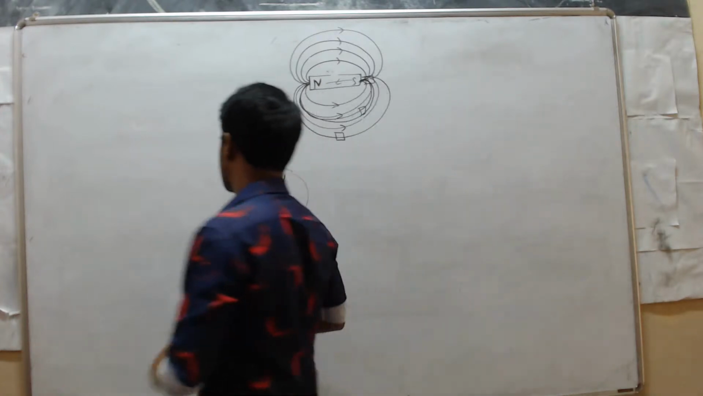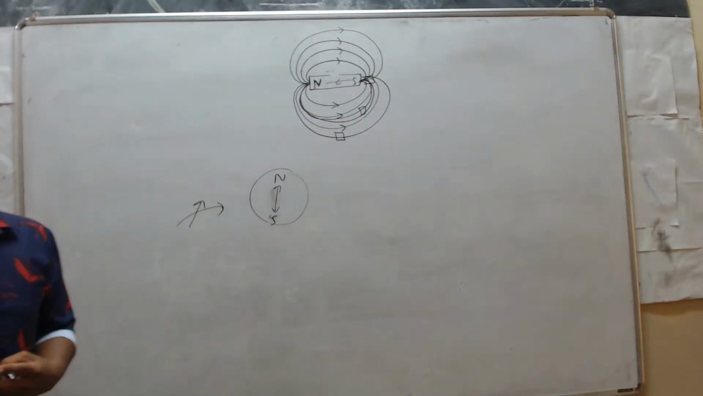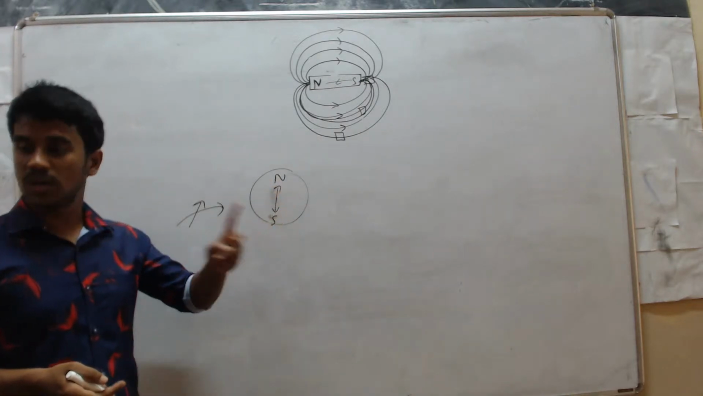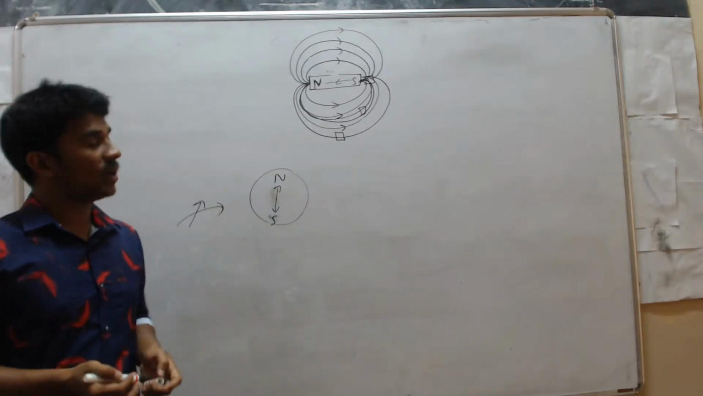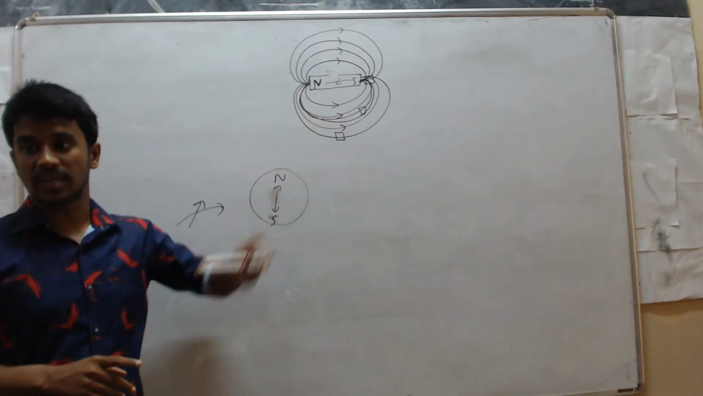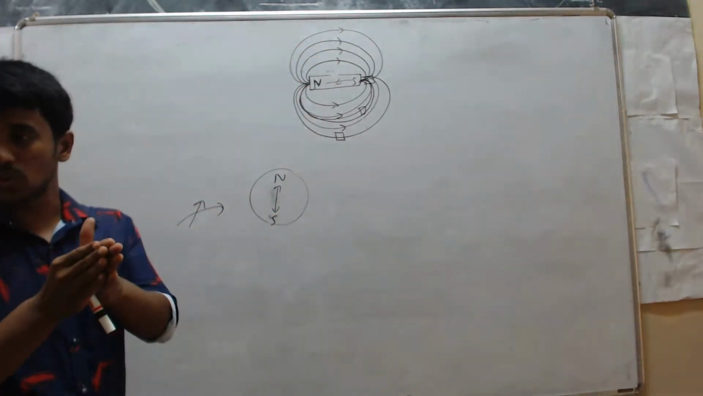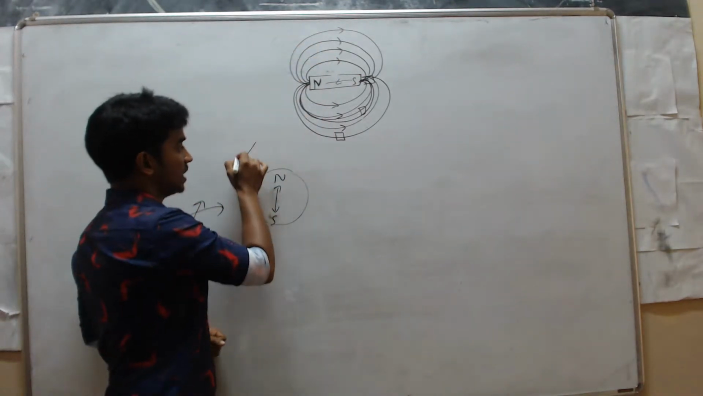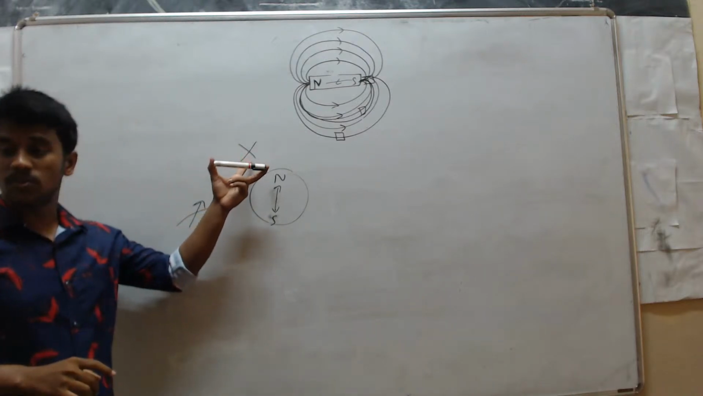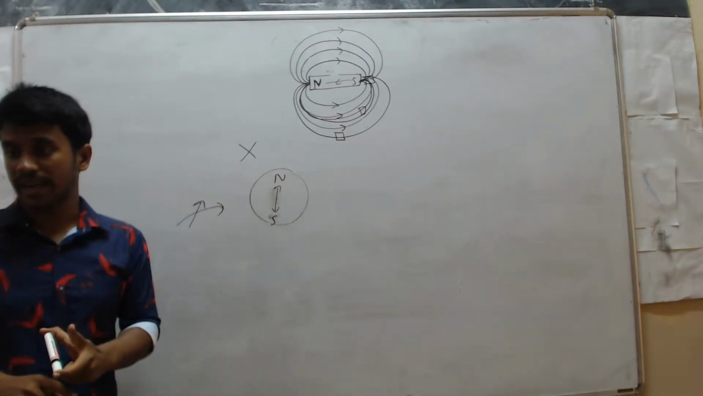Okay, if two lines intersect, what is the meaning? If two lines intersect, it should show two directions, correct? So this is impossible. It can show only one direction. So that's why the magnetic field lines do not intersect each other. All the magnetic field lines are arranged like this, they won't intersect. Maybe they can come close to each other, but they won't intersect. If they intersect, that is impossible. Why? Because when you place a compass at that point, it can show only one direction.